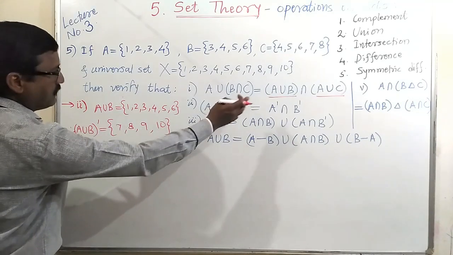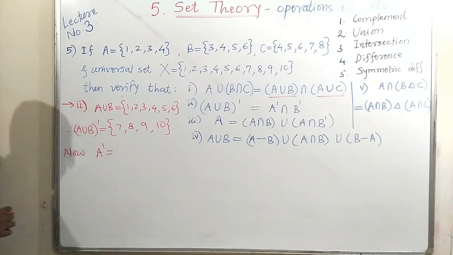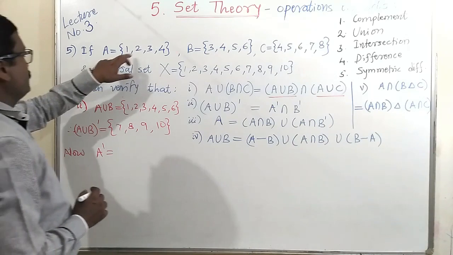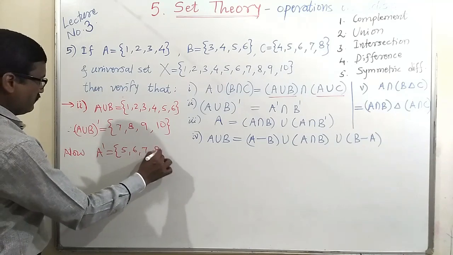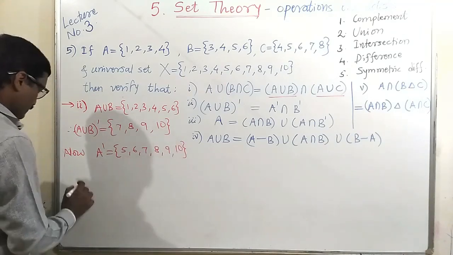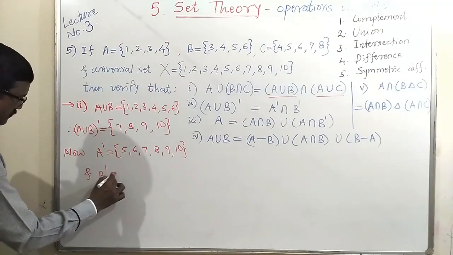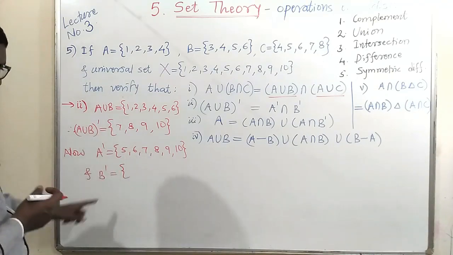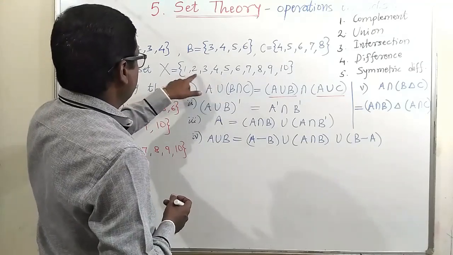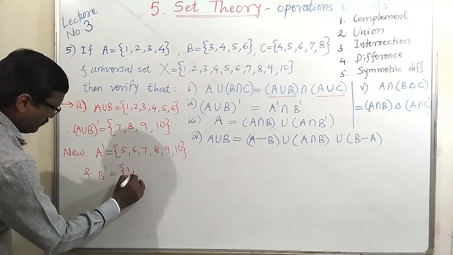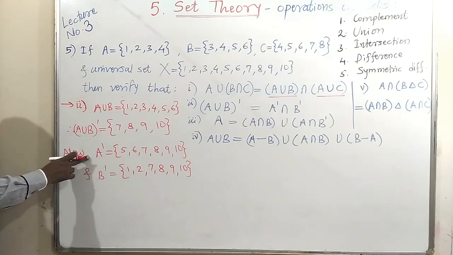Now this is LHS. Let us see RHS. Now A complement. A complement means the elements in the universal set except these elements 1 to 4. That is nothing but 5, 6, 7, 8, 9, 10. Now B complement. B complement is nothing but the set of elements which are not in B. So excluding 3, 4, 5, 6, we get 1, 2 and 7, 8, 9, 10. So these are A complement and B complement.